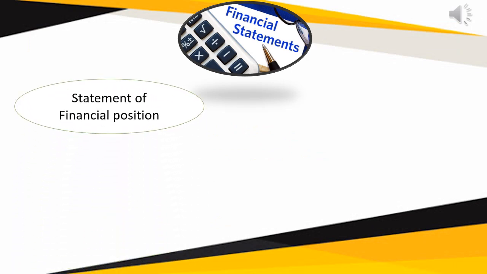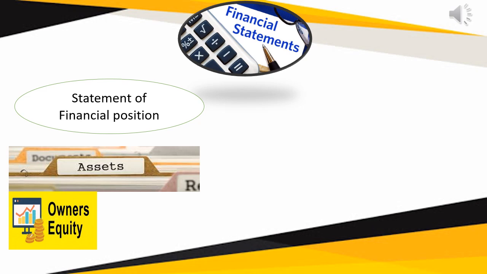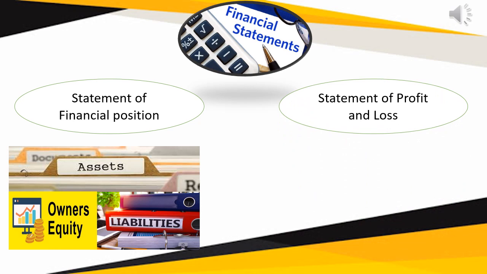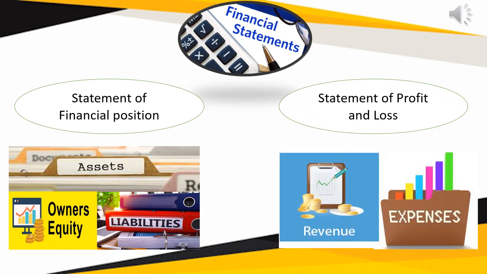The first statement is statement of financial position. This statement consists of 3 elements, namely, assets, owner's equity, and liabilities. Whereas, the statement of profit or loss contains 2 elements, which are revenues and expenses.